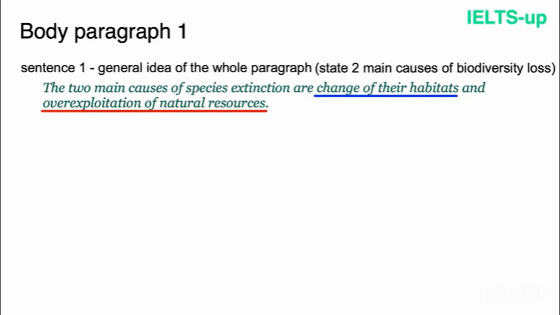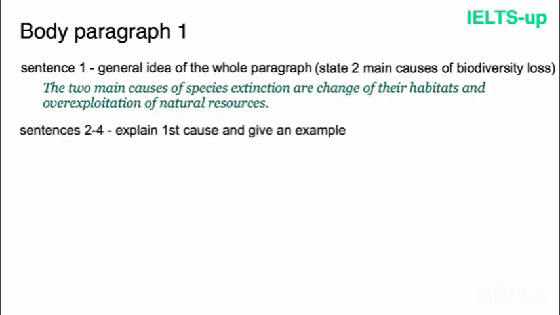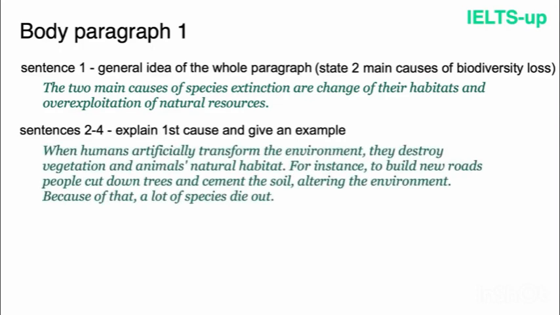Excellent! Moving on. Now I have to explain the first cause and give an example. Here's how I wrote it. When humans artificially transform the environment, they destroy vegetation and animals' natural habitat. For instance, to build new roads, people cut down trees and cement the soil, altering the environment. Because of that, a lot of species die out.